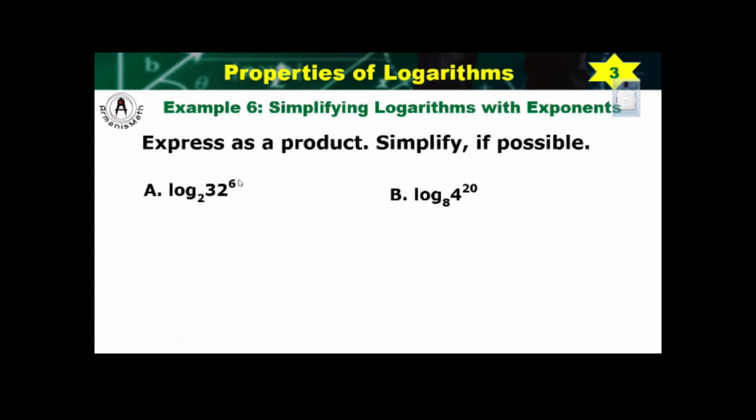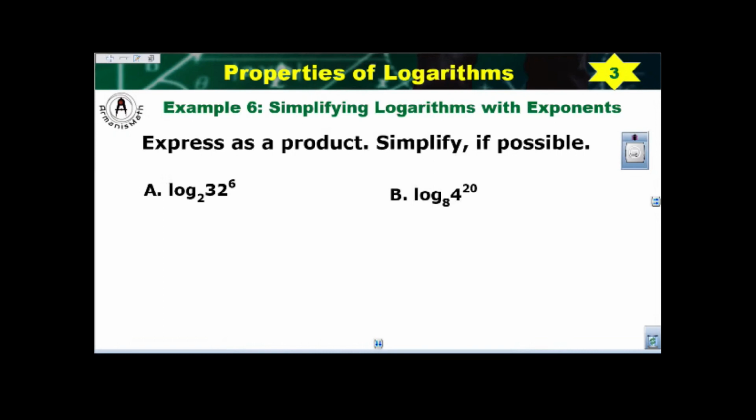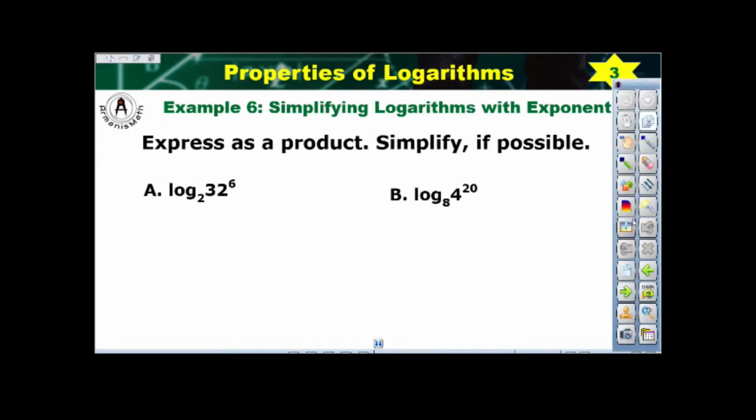Let's take a look here. Expressed as a product, simplify if possible. Let's see. This one says simplifying logarithm with exponents. I'm going to split this in half so we can have enough room for each. Right off the bat, I'm going to kick the 6 outside the log, so that becomes 6 log base 2 of 32.